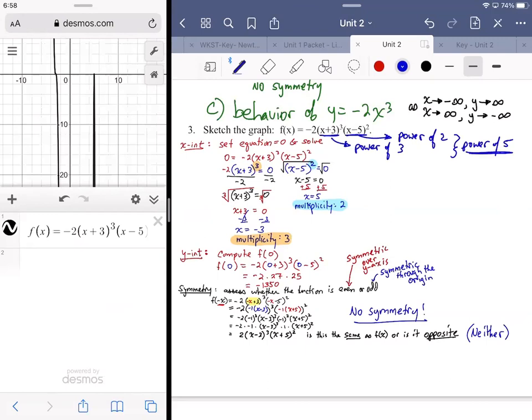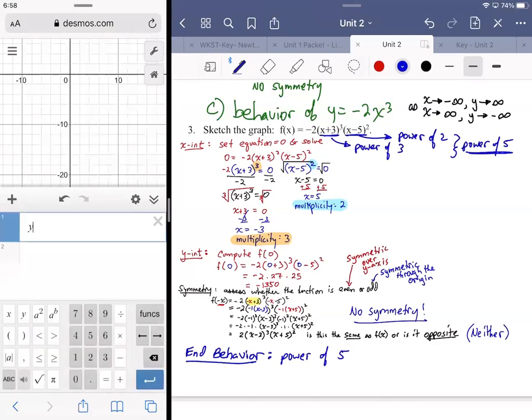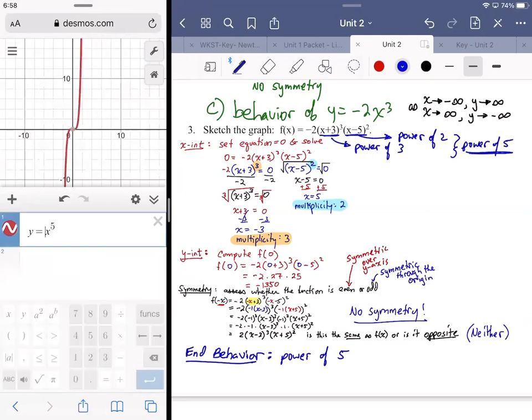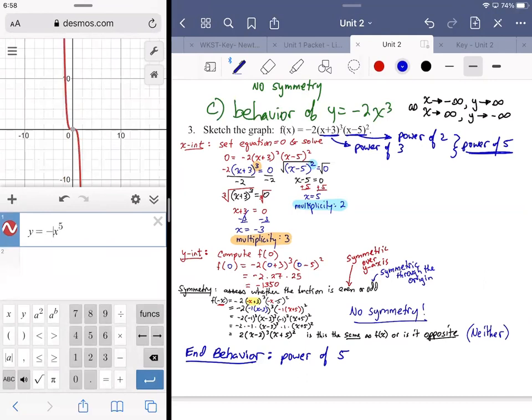So the combined power would dictate the end behavior. Because we're dealing with a power of 5 polynomial, if you were to look at just an ordinary x to the 5th graph, so we'll just type in y equals x to the 5th, it behaves the same way as x to the 3rd. Starts low, ends high. But if the leading coefficient's negative, starts high, ends low.